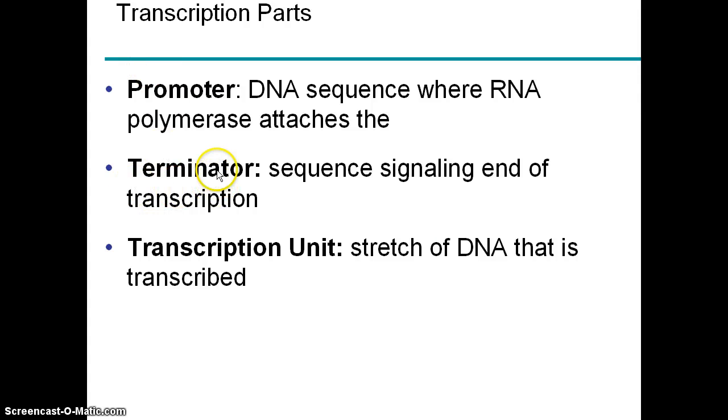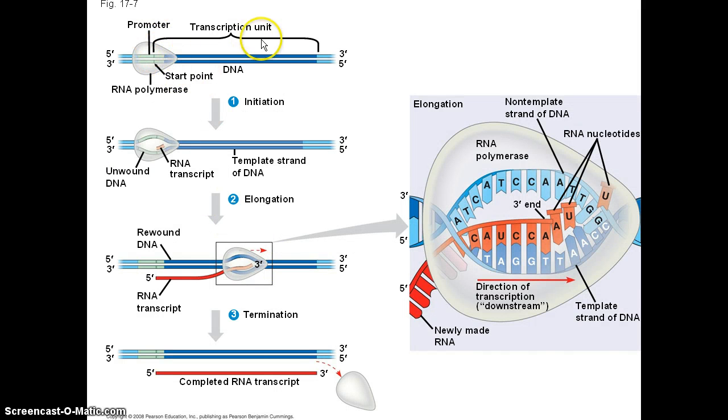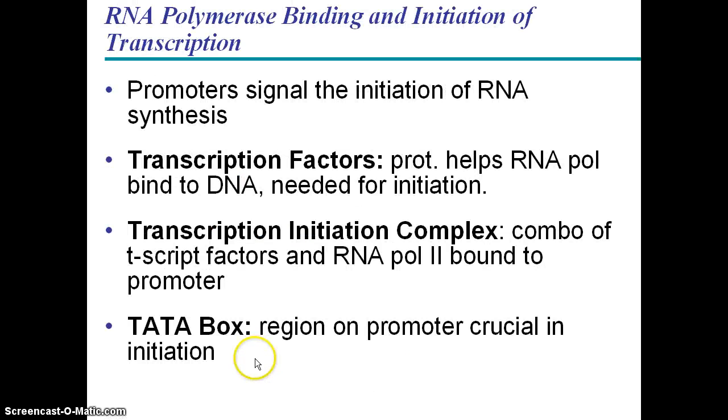The terminator, sounds intimidating, but the whole idea of the terminator is that it provides the signal, or the sequence of bases, that indicate to the RNA polymerase to stop production of the RNA sequence. And transcription unit, all they're saying is it's the DNA that gets transcribed. So in the image here, they show the transcription unit. Again, that's only the DNA that gets used to make the RNA transcript. All right, lots of fancy words, basic, simple ideas.